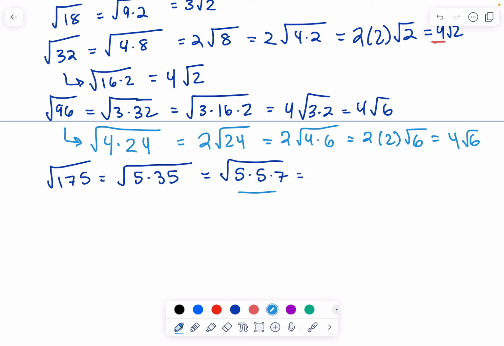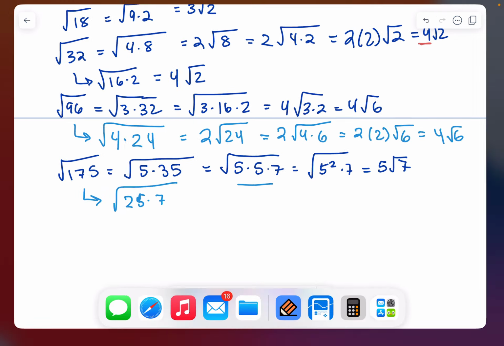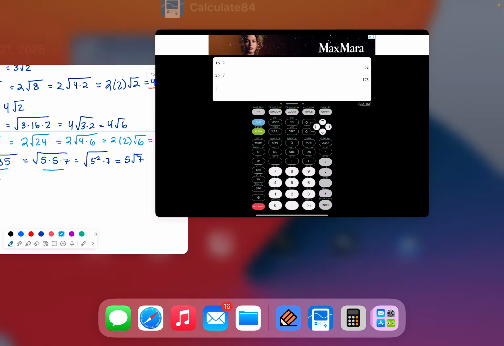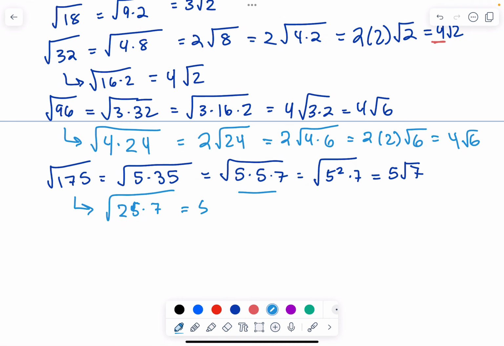Because I have a pair of 5s, I know that I have 5 squared, which is just 25, right? But the square root of any quantity squared is just going to be that number. So 5 root 7. Now, if I was to do that quarter idea, 25 times 7 also gives me 175. Okay. And then the square root of 25 is 5. Square root of 7, I leave it under there.